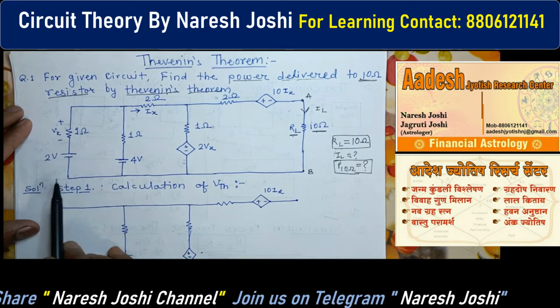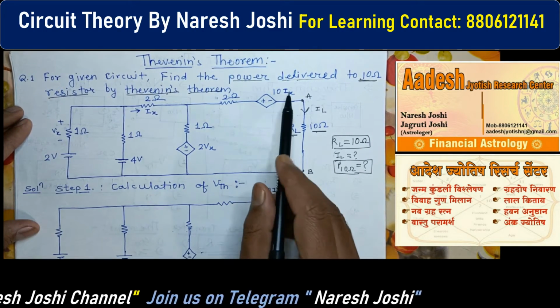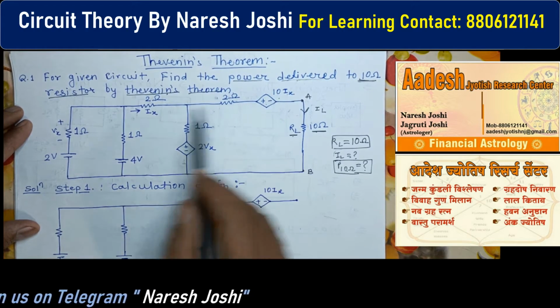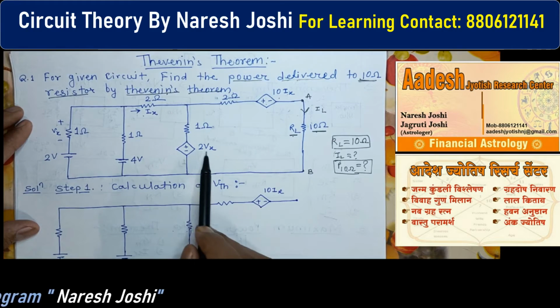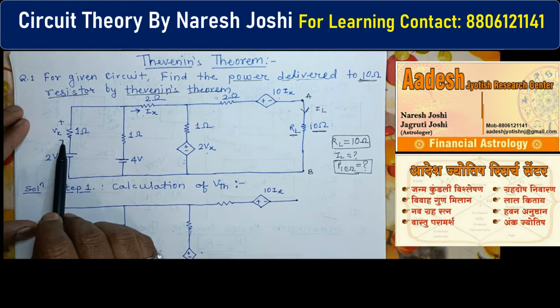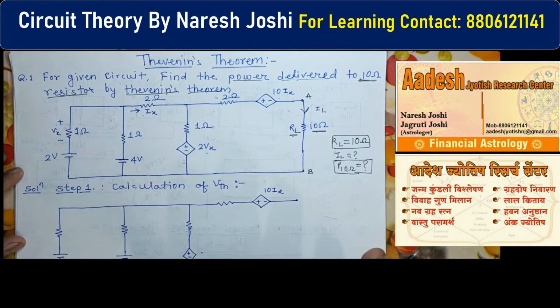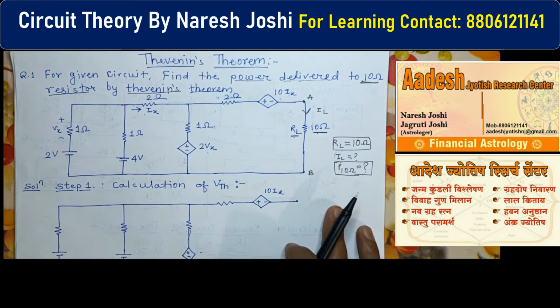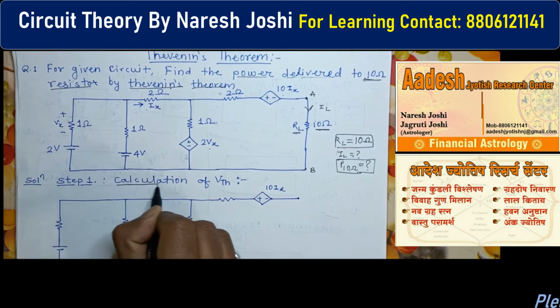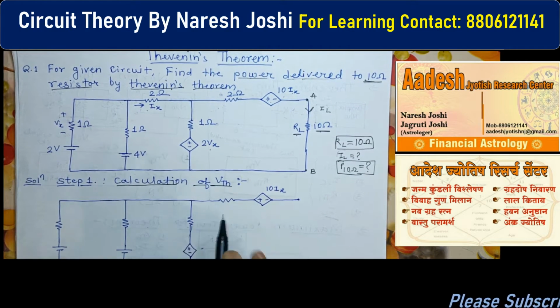Here you can see Vx is given, these are dependent sources. This is the voltage source which depends on the current Ix, and this is the voltage source which depends on the voltage Vx. Okay, that is the Vx. So now you can see, we are moving on to the first step. First step is what? Calculation of VTH. Clear? Calculation of VTH.